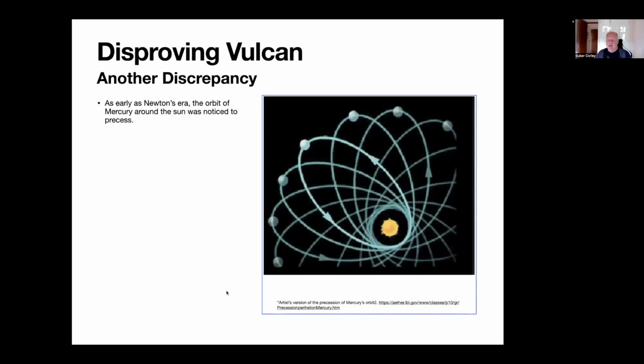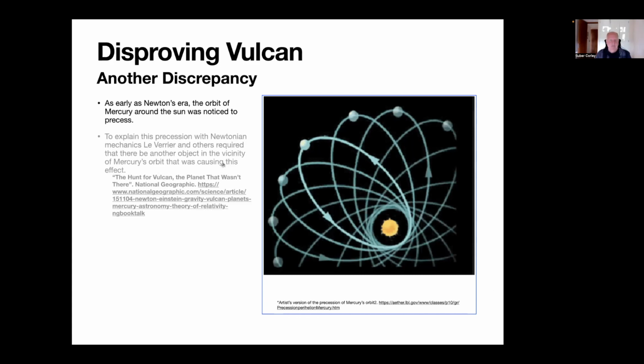As early as Newton's era, everybody had begun to notice that the orbit of Mercury precessed around the sun. And precessed means that the orbit itself, as illustrated here in this artist drawing, is moving around the sun as time goes on and as orbits are completed. To explain this precession with Newtonian mechanics, Le Verrier and others required that there be another object, so they immediately began looking for another planet in the vicinity of Mercury's orbit.